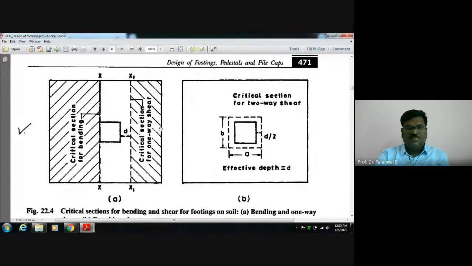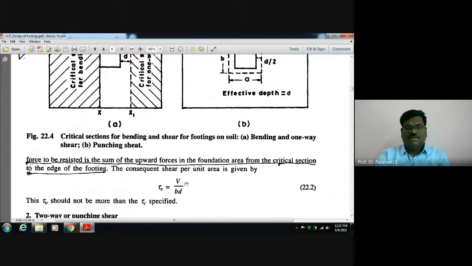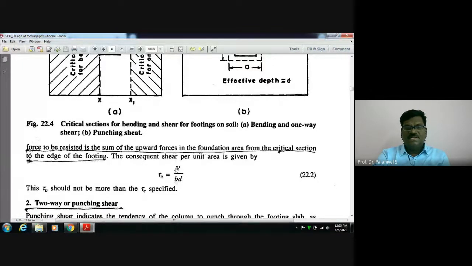This upward pressure into this area will give you the total shear force to which the cross section is subjected. If you want the tau V value, the nominal shear stress equals this total force divided by the area of cross section at the critical section, that is L into D. That way you get tau V equal to V by LD.